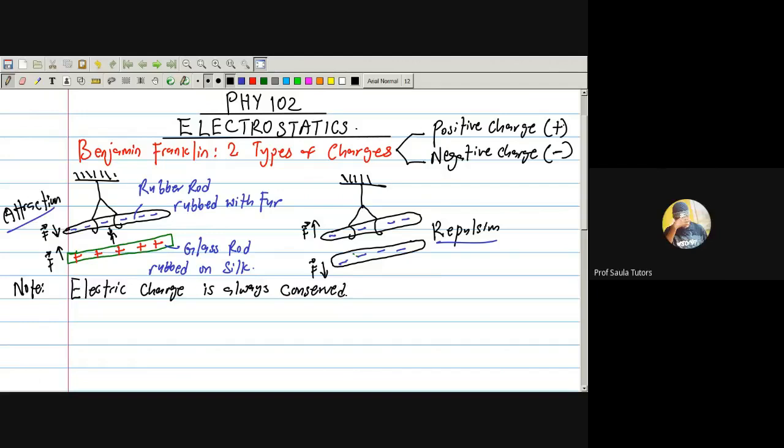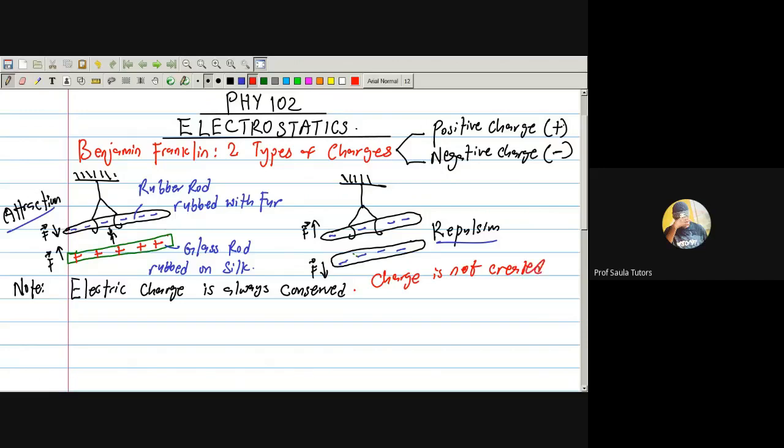That is, you want to look at conservation of electric charge, just like the way we have conservation of matter and conservation of energy. Now, let us look at what we mean by conservation of electric charge. When an object is rubbed against another object, take note that charge is not created. Charge is never created.